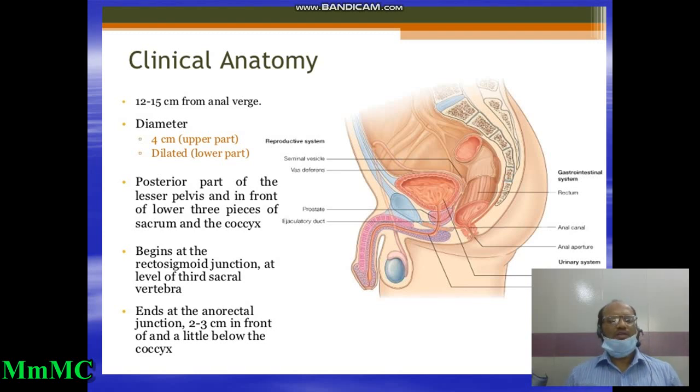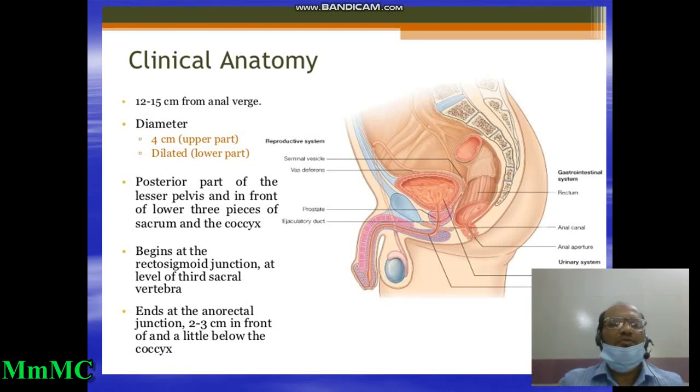আমরা যদি কার্সিনোমা রেকটাম পড়তে যাই তাহলে প্রথমে যেটা আমাদেরকে পড়তে হবে এটা হলো অ্যানাটমি অফ দ্য রেকটাম সম্পর্কে আমাদের একটু ধারণা নিতে হবে। আমরা যদি ক্লিনিক্যাল অ্যানাটমি পড়ি, দ্যাট ইজ 12 to 15 সেন্টিমিটার ফ্রম দ্য অ্যানাল ভার্জ diameter. Lower part is dilated, upper part is 4 centimeter.